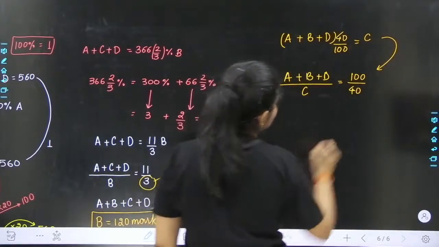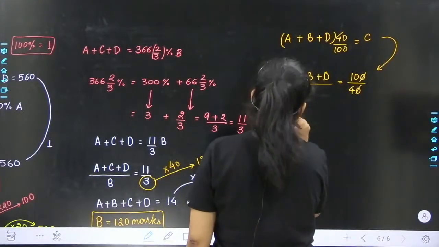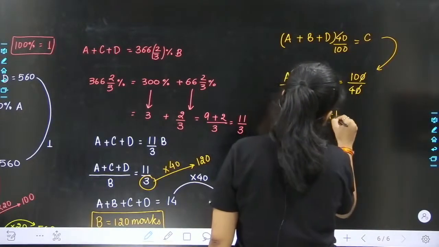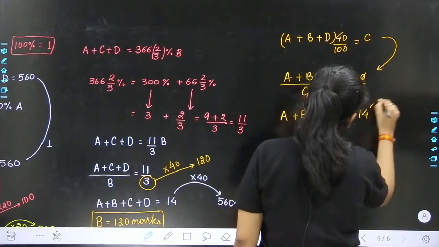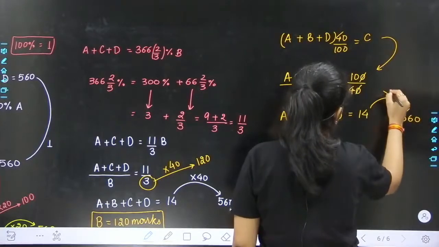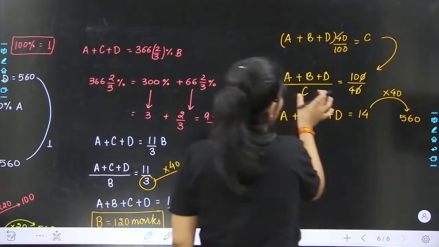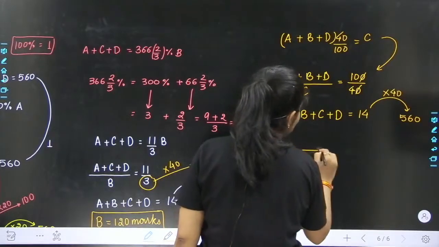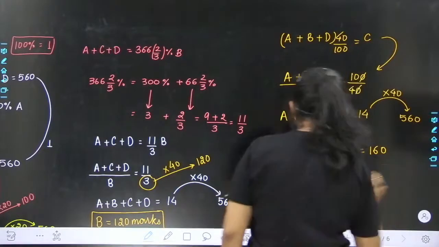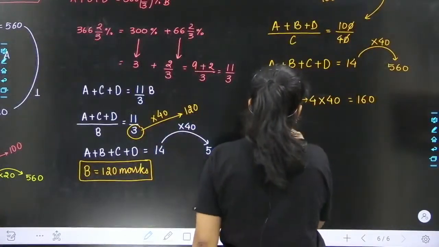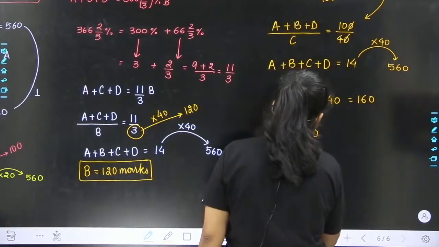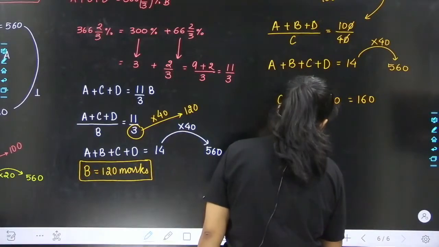So when I solve this equation, I get the marks scored by A plus B plus C plus D together, that is equal to 14, but that is on the multiple of 560, that is a multiple of 40 again. Now we have to calculate the marks scored by C. That means we have to multiply 4 by 40, that is equal to 160. So we can say that we have the value of A as 100 marks, value of B as 120 marks and value of C as 160 marks.